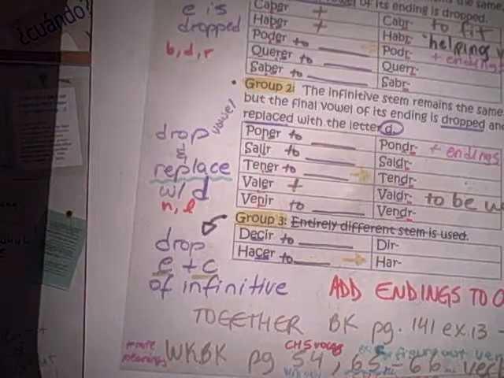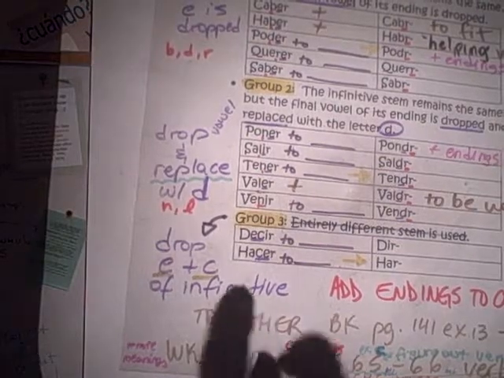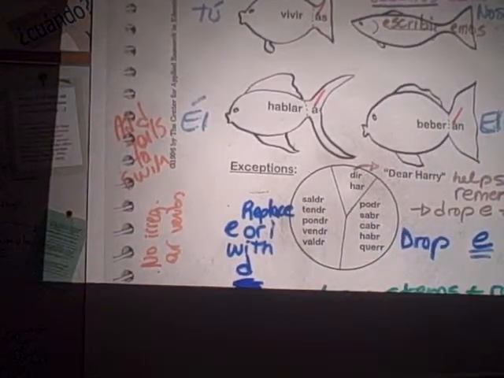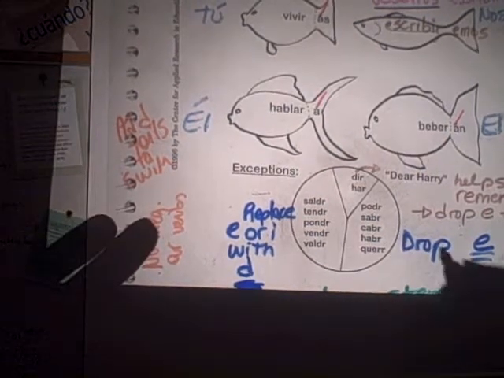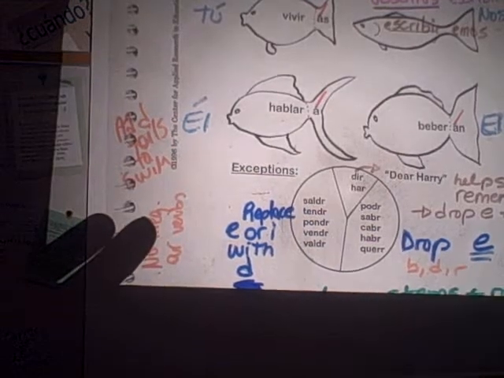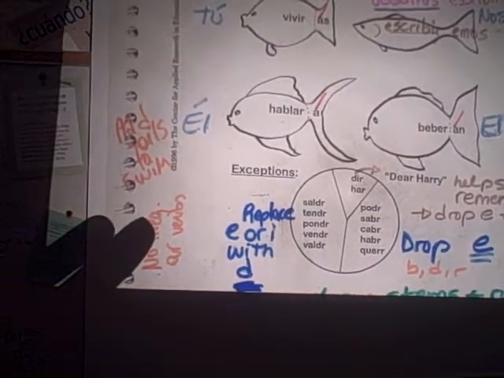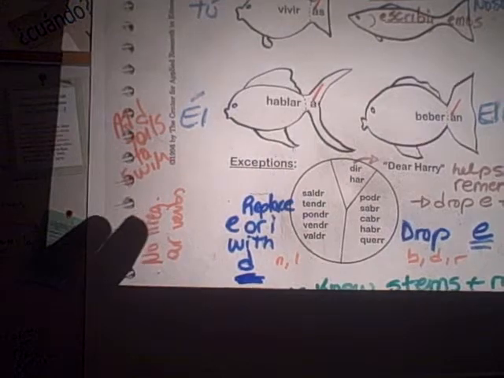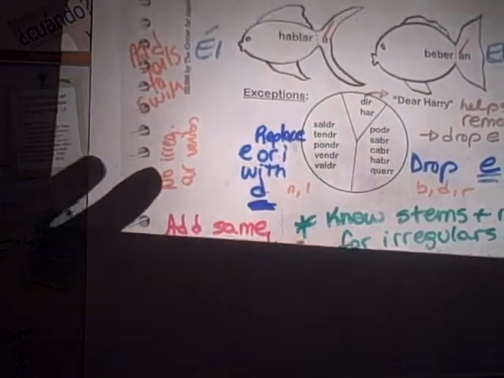Does that help? Okay. Yeah. And again, the bottom one, just Dear Harry, helps you remember that one. Okay. So again, if it helps, then just make sure that you remember basically, and you can add them on here again. When you drop the E, before your R, it's going to have a B, a D, or an R. And then for replacing the last vowel with a D, it's going to end with an L or an N for those.